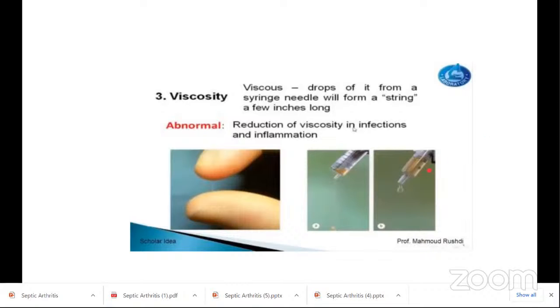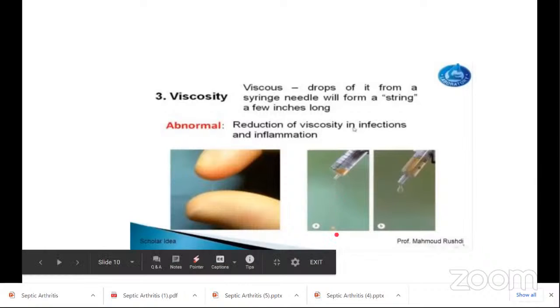Or the best other way would be, take a syringe and try to drop the fluid slowly. So it forms a string like this. At least this picture is clear, students?